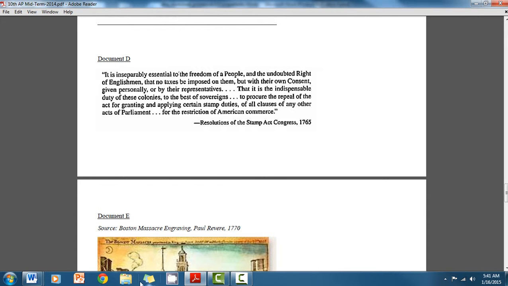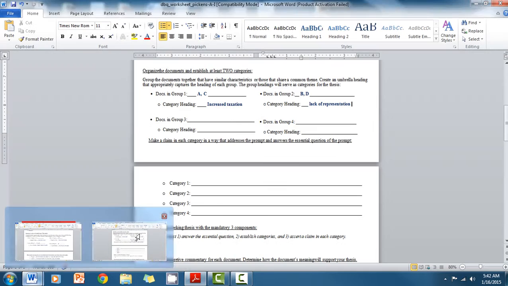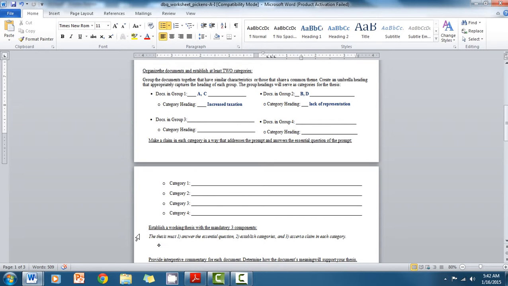So we saw a reoccurring theme of representation, and the colonists seem to be protesting or in some way trying to point out to the government officials that they don't have that representation. That's for the most part why they are unsettled.